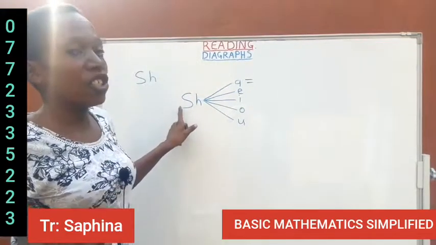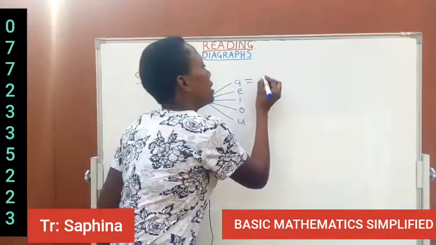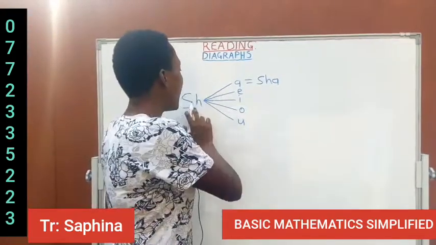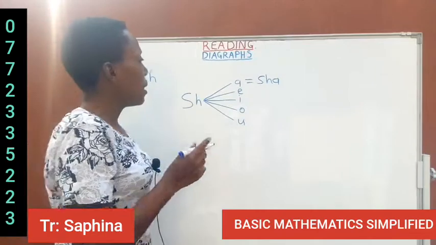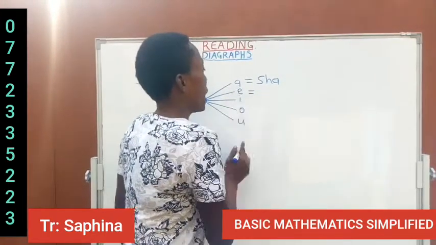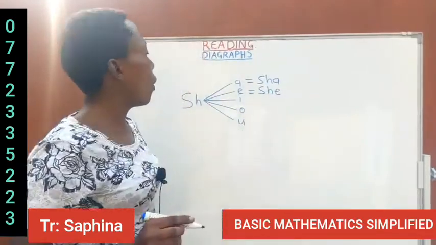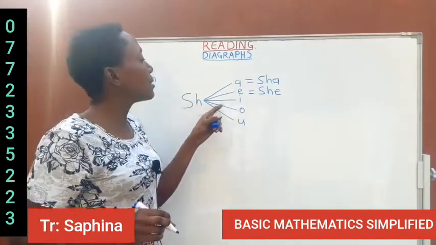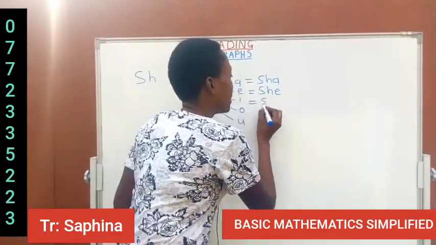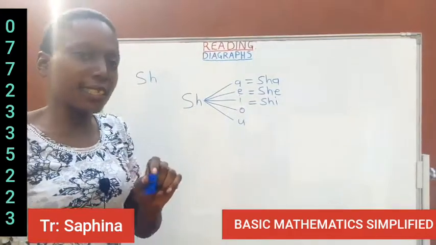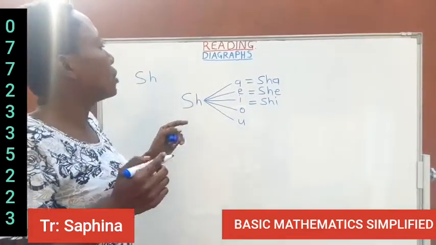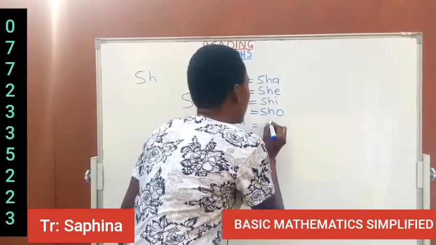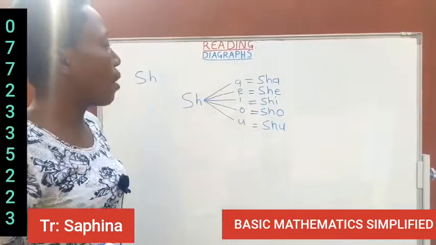When you combine this sound sh with this vowel a, you get syllable sha. When you combine this sound sh with the vowel e, you get syllable she. And when you combine sh with the other vowels, you get syllable shi, syllable sho, and syllable shu.